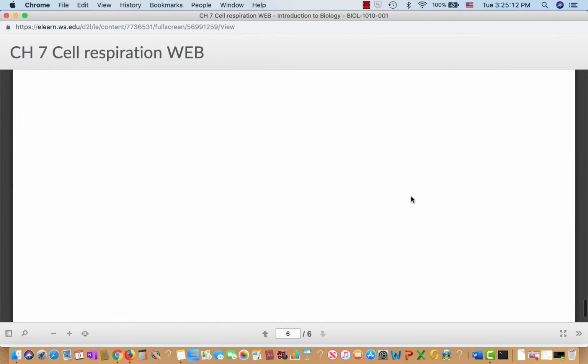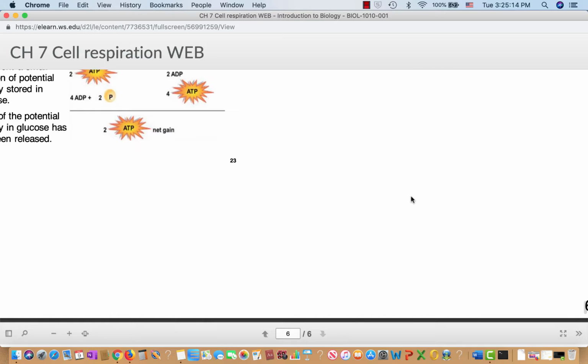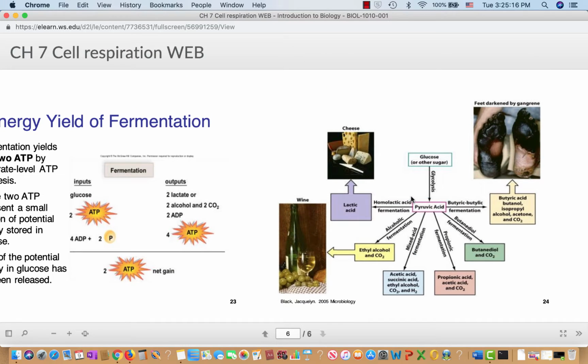Okay, all they're trying to show you here on the right is that there are multiple products from fermentation. So you ferment milk, and you get homolactic acid. You get cheese. Alcohol fermentation, you get ethyl alcohol and CO2.